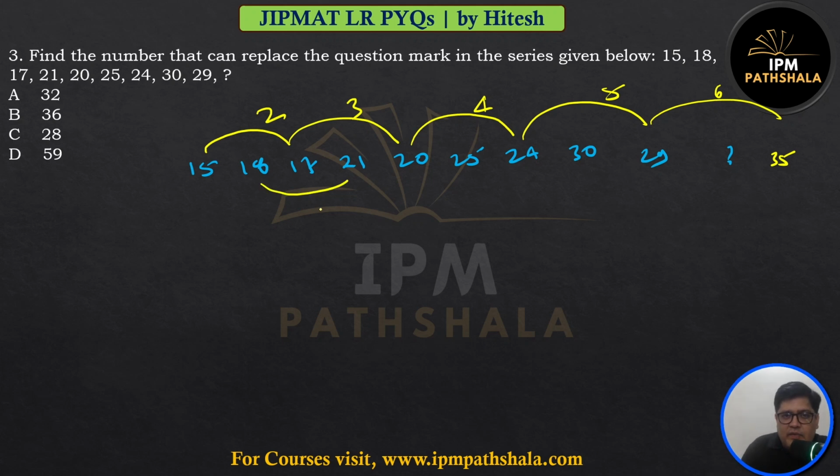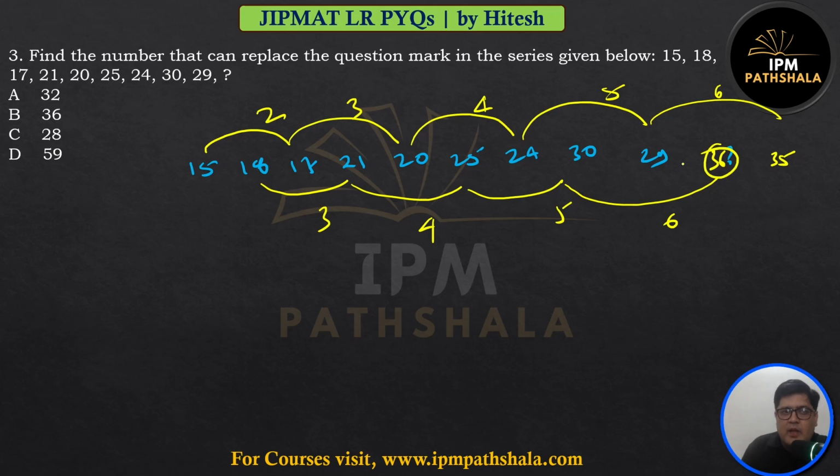There's an increase of 3, an increase of 4, an increase of 5. I expect there to be an increase of 6. So whenever there is an alternate increase, decrease kind of thing, you also consider alternate terms. You see there's an increase, increase, increase, alternate. There are two separate patterns being created. Our question mark is 36.